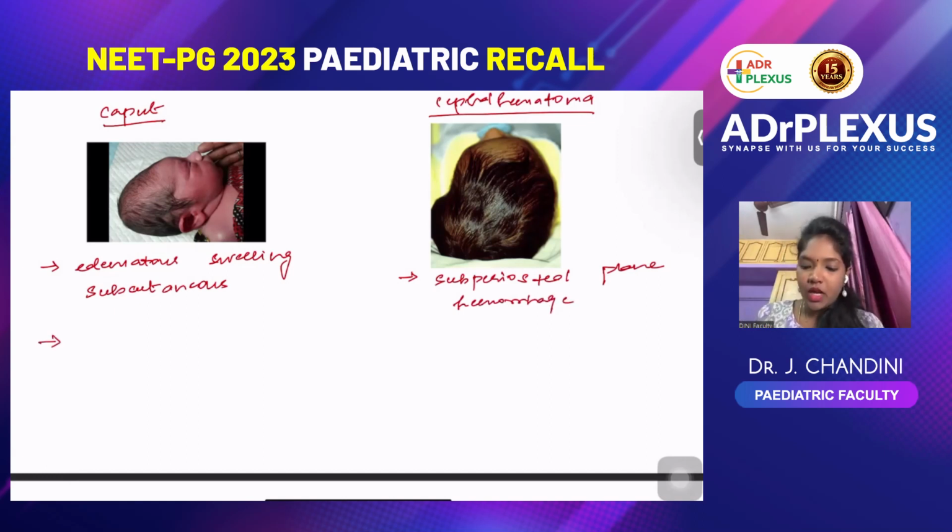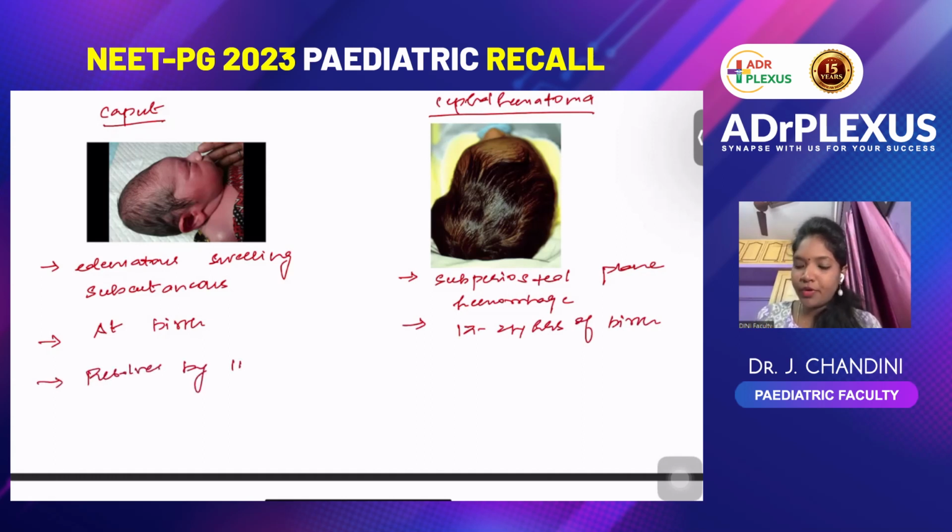Okay. Now this caput, it can be seen at birth. It will be present at birth itself. Whereas cephalhematoma will take at least 12 to 24 hours after birth to form. Now, caput usually resolves by 1 week. Whereas cephalhematoma will take at least 3 to 4 weeks to resolve. It will take at least a month to resolve. Now, the last point, as caput is just edema, it can cross the midline and sutures. It will cross the midline and suture.